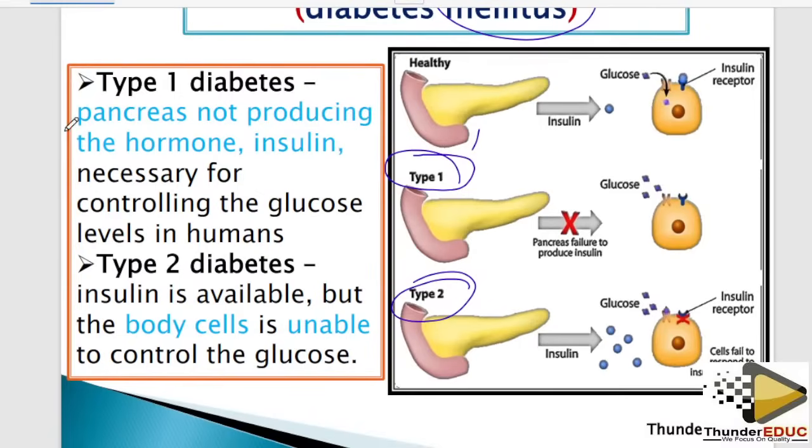Let's continue. They're saying that the pancreas is not producing a hormone, that is insulin. You know that insulin is very important for stimulating the conversion of excess glucose to glycogen. So automatically, if there is insufficient insulin, it means that excess glucose will not be converted to glycogen. And then the body will have a lot of glucose, and the person will start to suffer from diabetes mellitus.